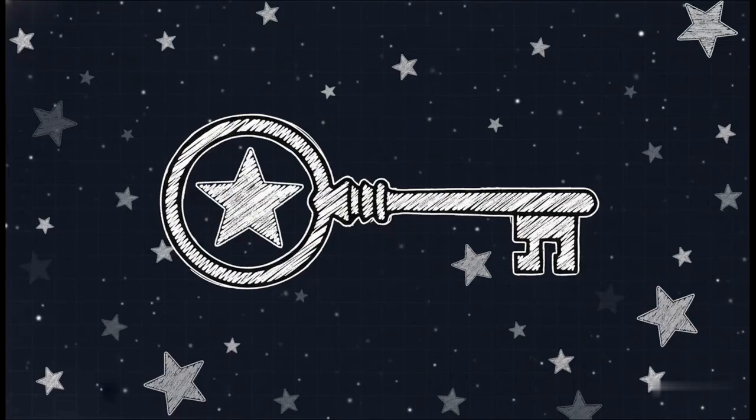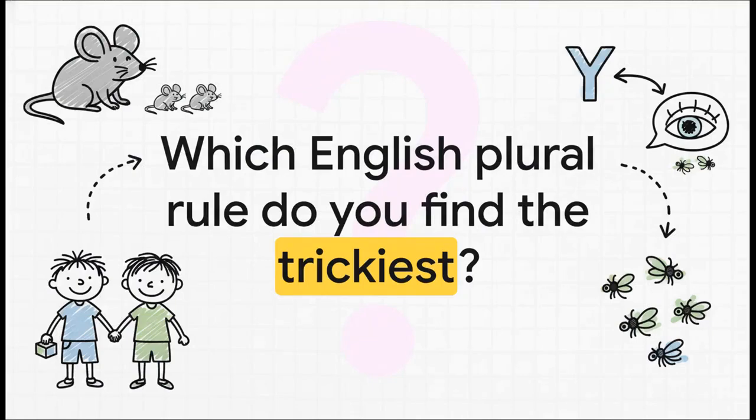So, after all these rules and all these exceptions, what's the one big idea to walk away with? It's really this simple. Every single rule is just a tool to show the difference between one and more than one. That's all we're doing. Mastering these rules just means you're getting better at showing that difference clearly. And that is our complete guide to plural nouns.